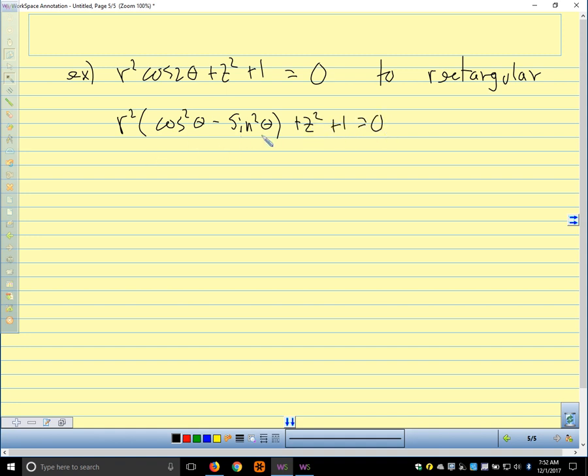All right, and then this is nice. R squared cosine squared is x squared. R squared sine squared is y squared. I'm going to write it like that. All right, what is that thing? Hyperboloid of?